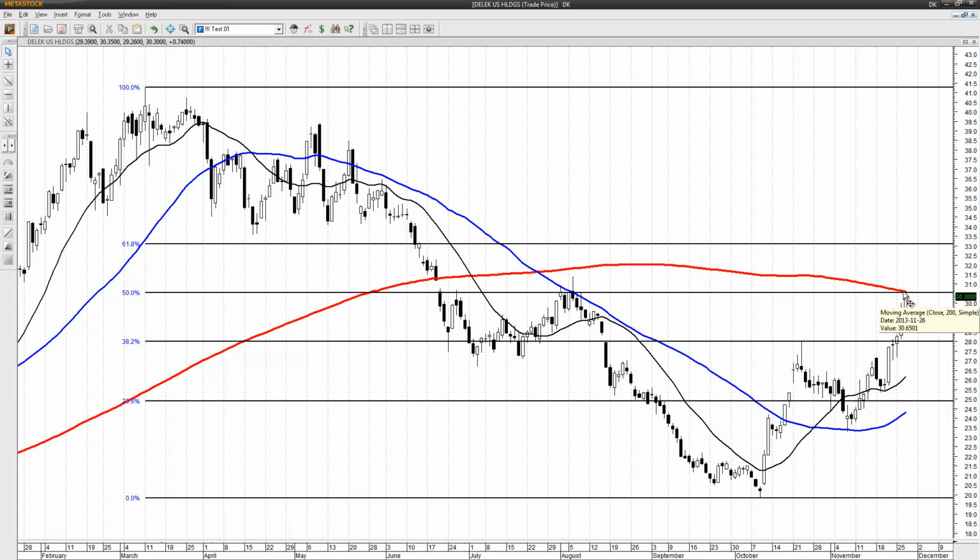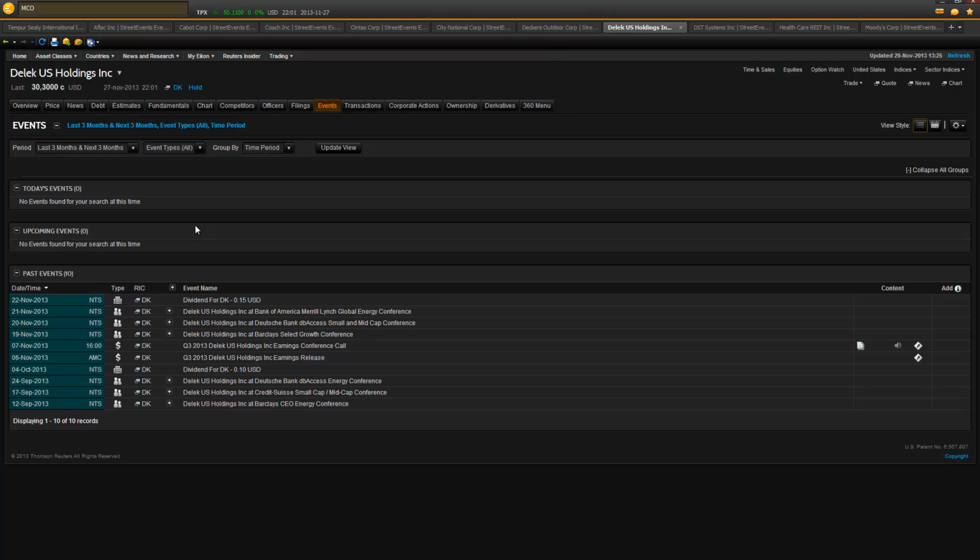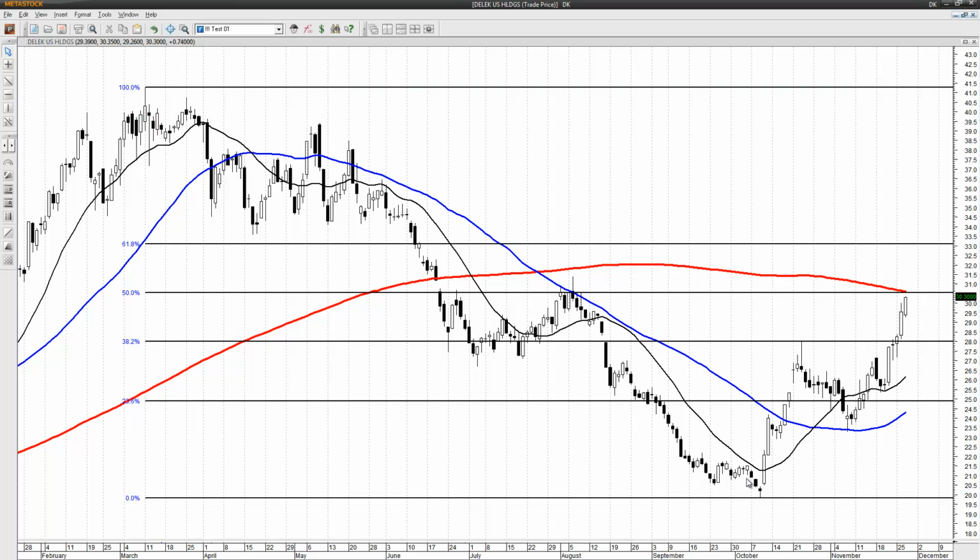And DK, I'm gonna use the level of 30.60. That's where I put in my short sell limit order. Check for earnings for DK. No earnings coming up.